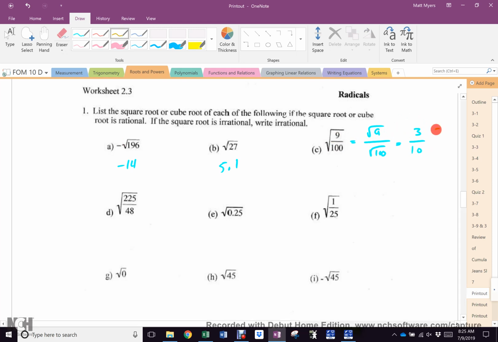Is that right? Well, what is 3/10 times 3/10? What's 3 times 3? 9. What's 10 times 10? 100. So we were right. So this is an example of what we were talking about earlier, right? This still is a perfect square, but it's not the ones that we are talking about because it's a fraction. Everybody okay? Okay.